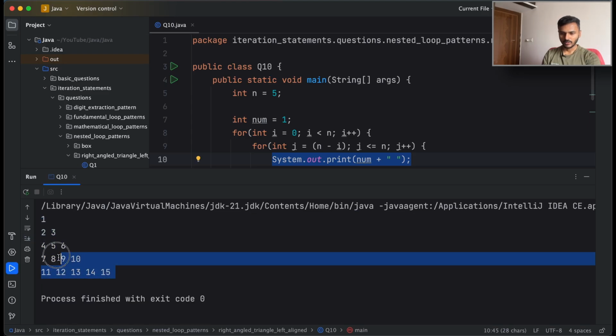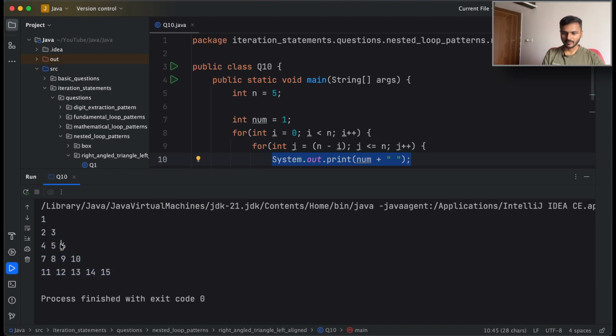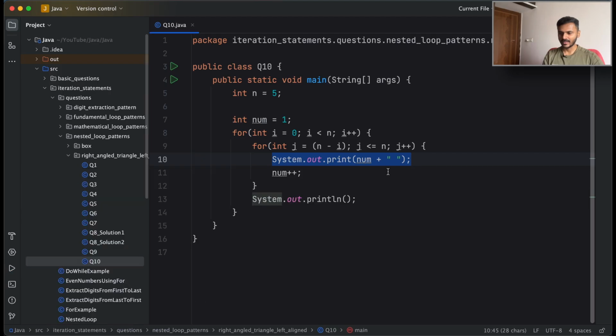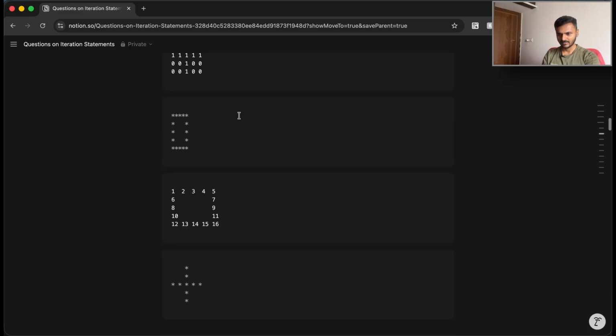Although the output looks correct, the alignment does not. It's happening because until here we're printing a 1-digit number with 1 space, so a total of 2 spaces. But here we're printing a 2-digit number with 1 space, so a total of 3 spaces. To take care of this, we can use System.out.printf. We had done something similar when we were dealing with this question.